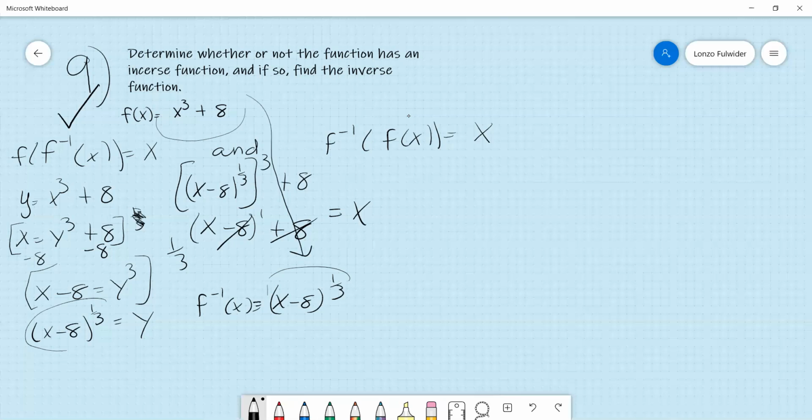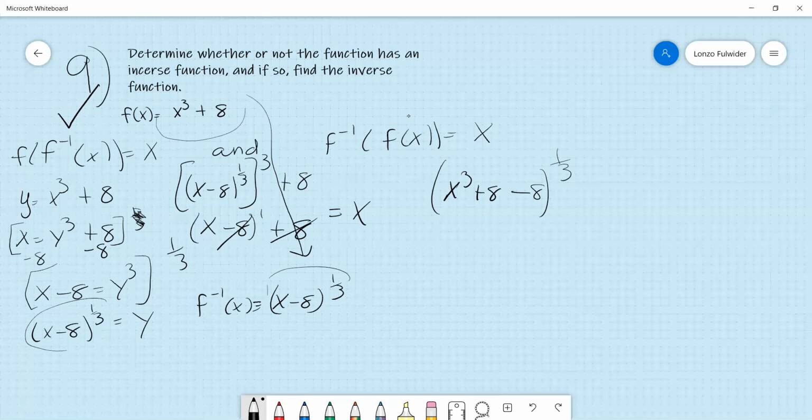So wherever you see an x, you're going to replace that x with x cubed plus 8, and then it's minus 8. x cubed plus 8, and then there's a minus 8. And then remember, it's raising it to the 1/3 power. So this is kind of weird.